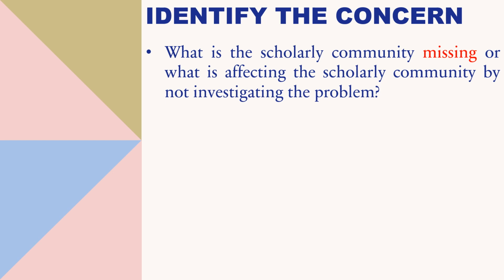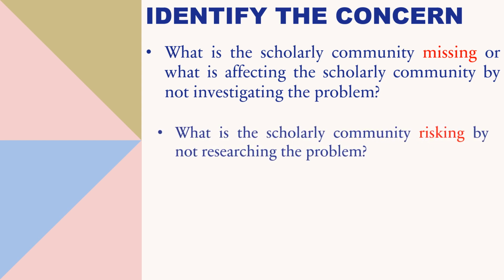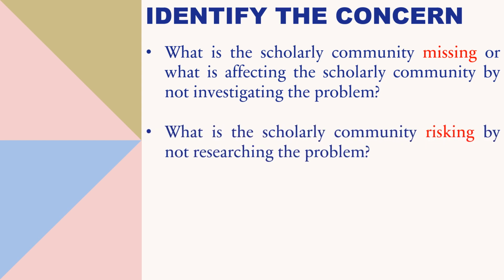So it is important in your research to bring out that aspect of what the scholarly community is missing, or what is affecting the scholarly community by not investigating the problem. Then secondly, it is also important to point out what the scholarly community is risking by not researching the problem. What is at risk?